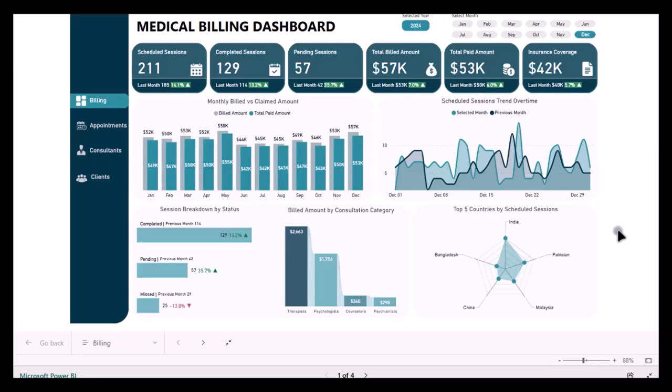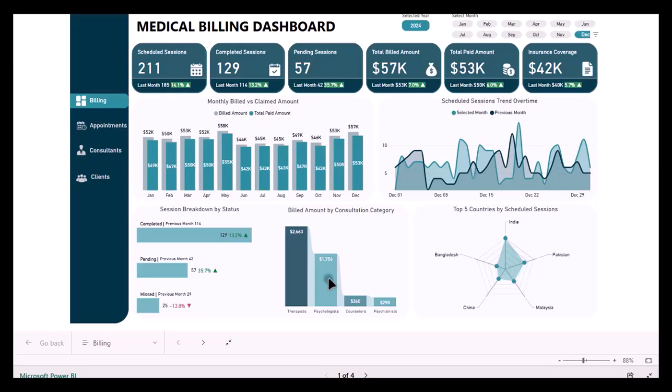So this dashboard is designed to solve three core problems for healthcare business owners, which are tracking performances, improving revenue management, and simplifying insights. It's your all-in-one solution for managing medical billing efficiently and staying focused on what matters the most, which are your patients. So now, let's dive into the dashboard.